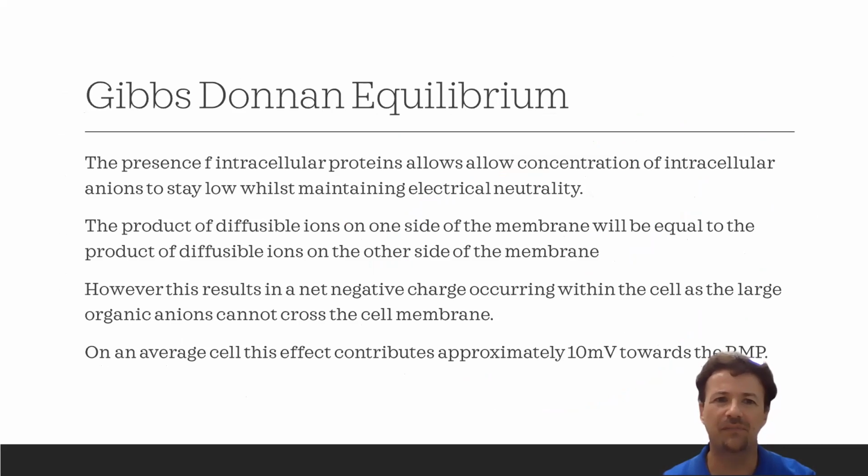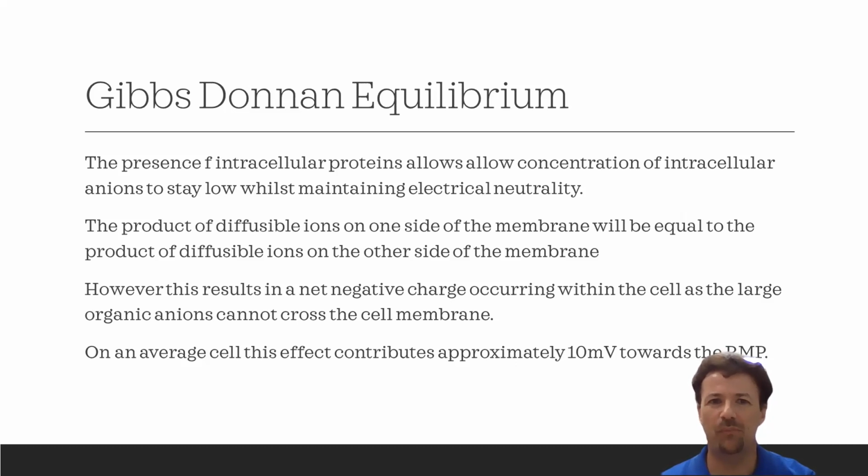The final factor is something called the Gibbs-Donnan equilibrium. Now, inside of the cell, there are large intracellular proteins. These proteins are negatively charged, but they cannot cross the cell membrane. The membrane is impermeable to them. The presence of these proteins allows the inside of the cell to remain electrically neutral without having a high concentration of anions. So you find the chloride concentration will be fairly low.